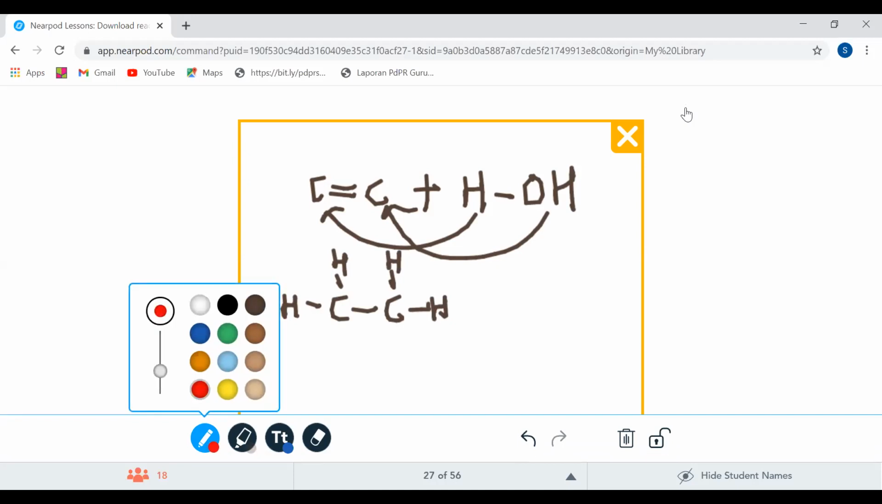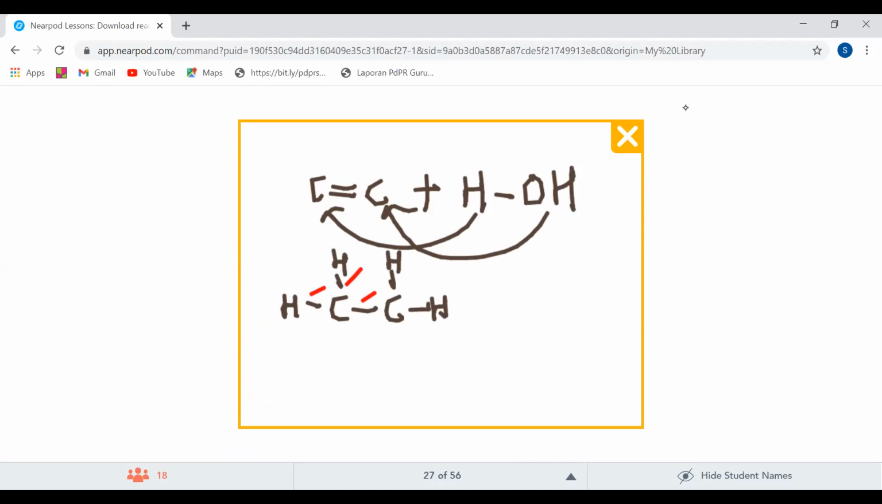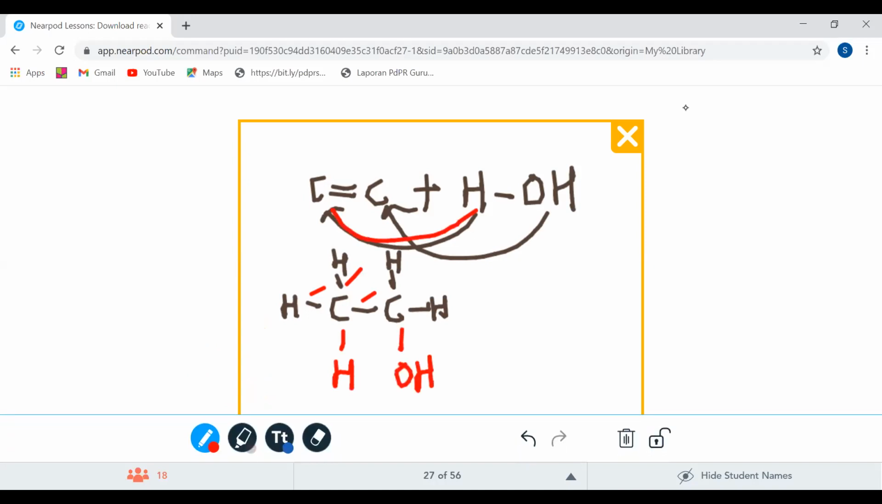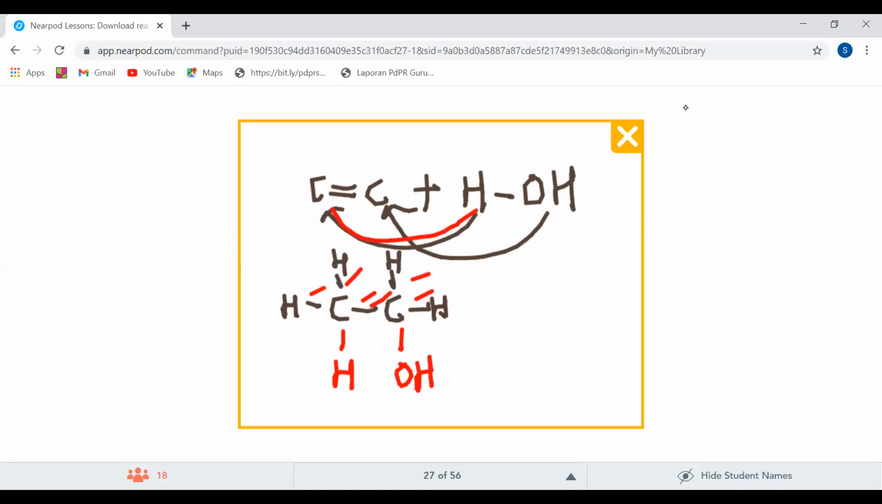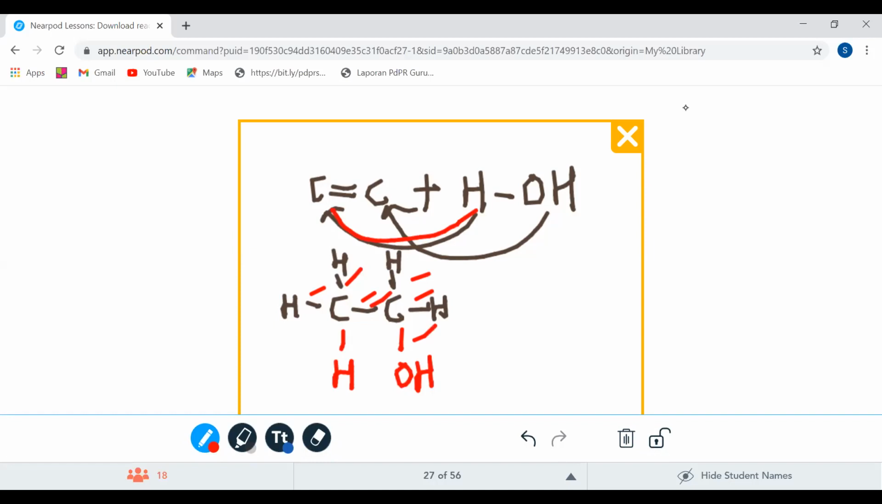A carbon must always have 4 wives. I got 1 wife, 2 wives, 3 wives. One of the hydrogen going in, I put another wife here. The OH going in, I put an OH here. And if you notice, even this carbon got 4 wives. 1 wife, 2 wives, 3 wives, 4 wives.